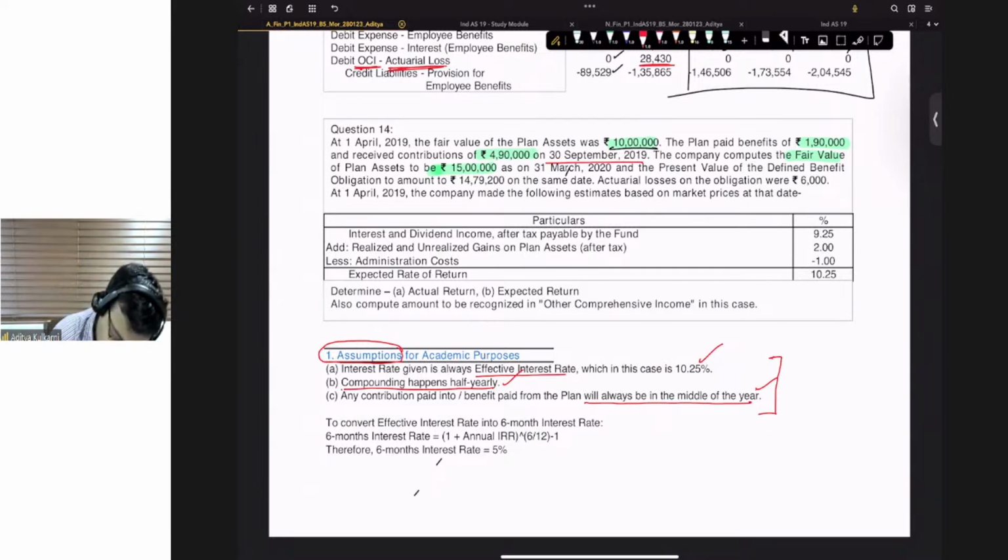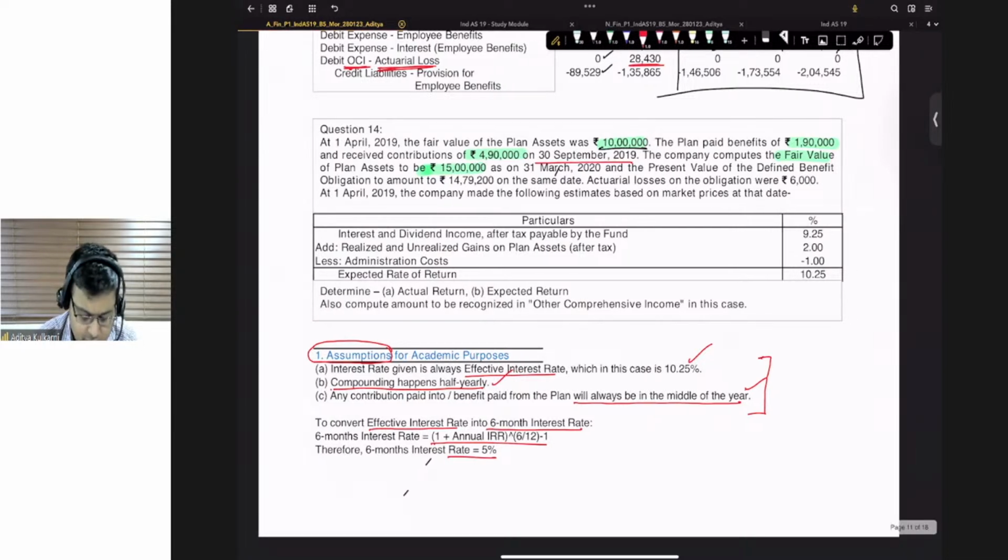So to convert the effective interest rate into a 6-month interest rate, it works out as 1 plus annual internal rate of return raised to 0.5 minus 1. So this is the formula. The 6-month rate comes to 5%. You can check this out. 0.5 means you're taking the square root, minus 1. So that gives you the interest rate of 5%.